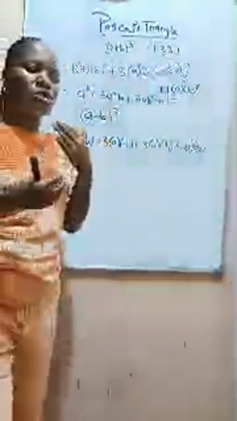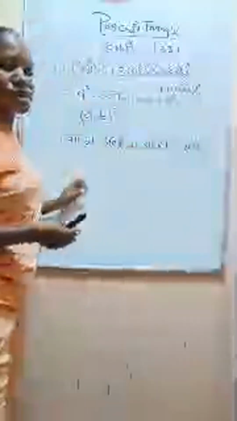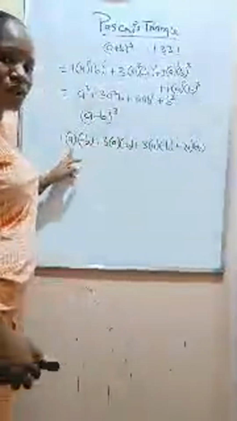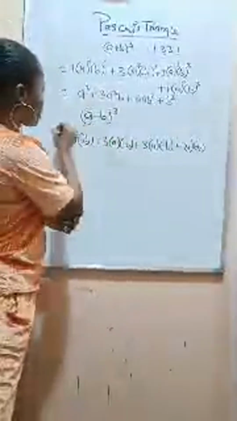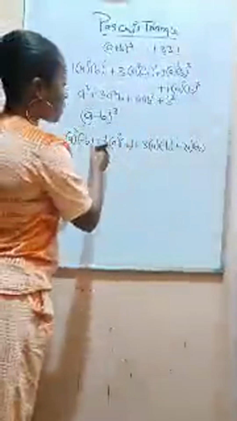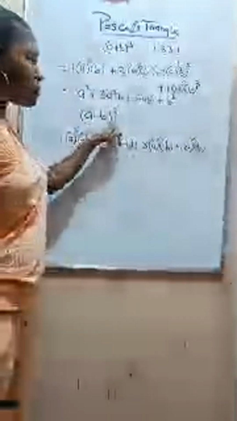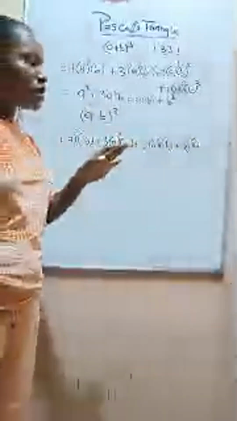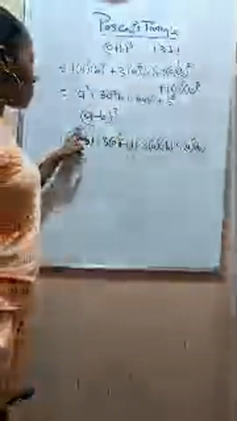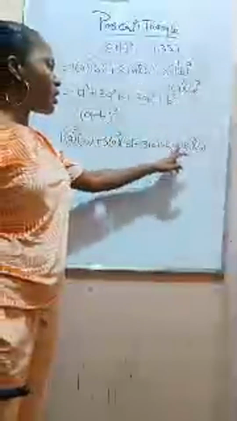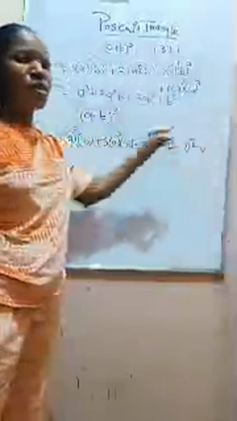Now remember that starting from the highest, now this is 3, so the highest power is 3. So you are going to write a to the power of 3 here, a to the power of 2, a to the power of 1, and a to the power of 0. That is the first thing you need to do. A to the power of 3, because this is the highest power. So it's going to be a to the power of 3, a to the power of 2, a to the power of 1, and a to the power of 0.